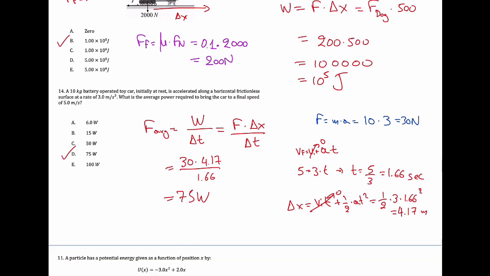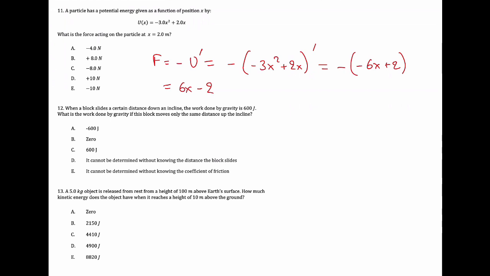Let's continue to our next questions. Well, we are given a potential energy and we need to find the associated force. This should be on the easy side. The force is the negative derivative of potential energy. So negative of the derivative of minus 3x squared plus 2x. So negative minus 3 times 2, 6x plus 2. So the force is 6x minus 2, and all we need is to replace the x with 2 meters. So 6 times 2 minus 2. The result is 10 Newton.